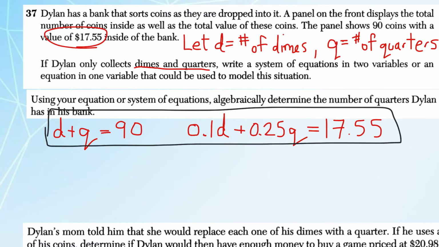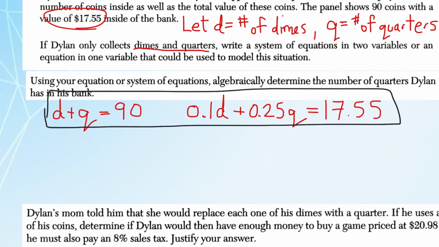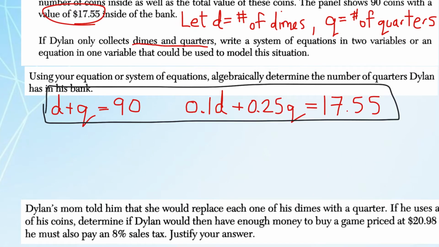Now for the next part of the question, we need to algebraically determine the number of quarters Dylan has in his bank. We're going to use the method of substitution here. I'm going to isolate D by subtracting Q from both sides, and by doing that we get D equals 90 minus Q.